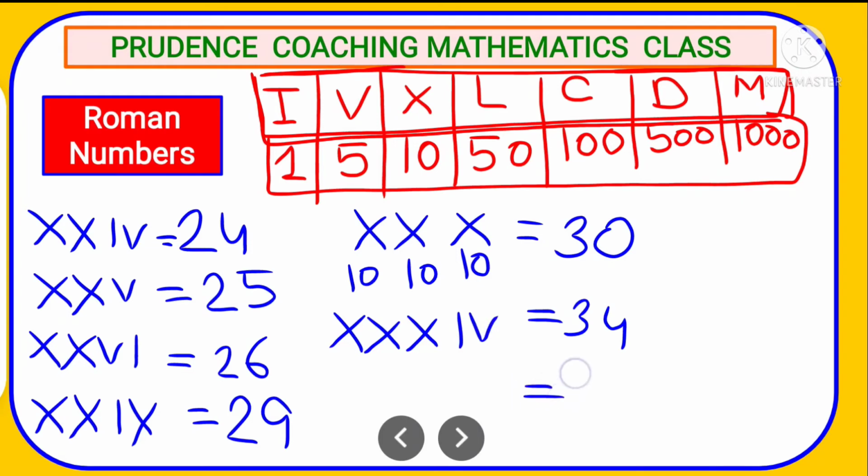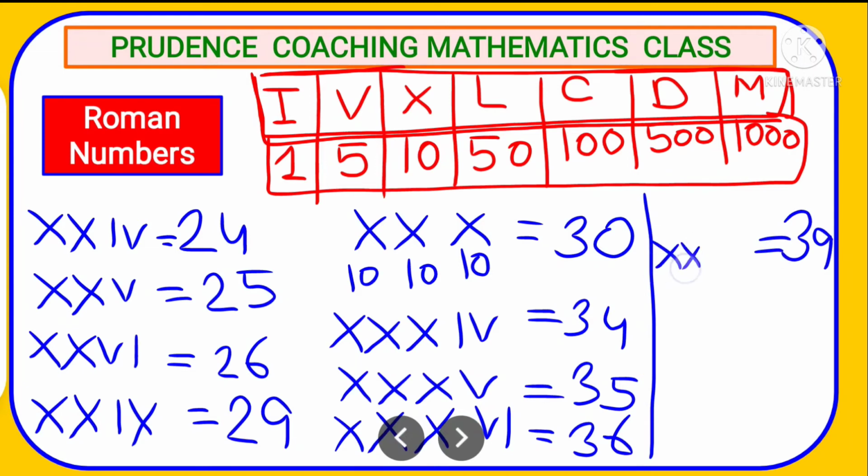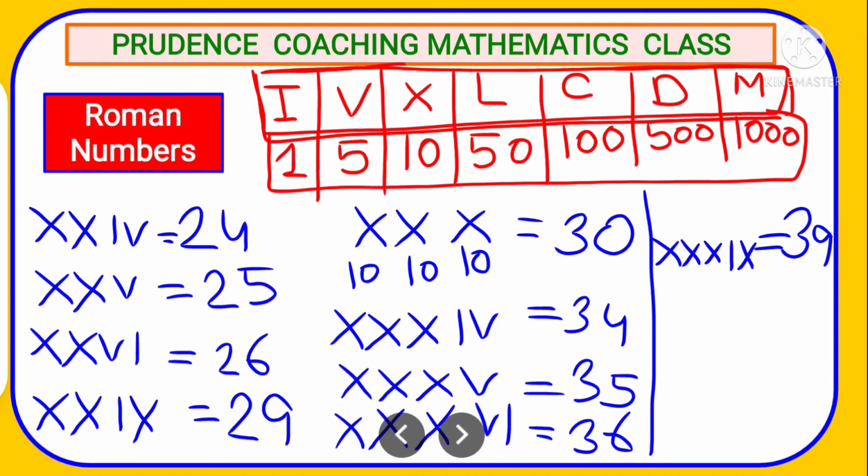Next, how are you going to write 35? That is XXX, that is 30, and this one is V, 5. How are you going to write 36 here? This one is XXX, that is 30, plus 6. VI means 6. So this is 36. Now let's write 39. The rest you are going to do as homework. 30 means XXX, and 9 means IX. So this is 39.